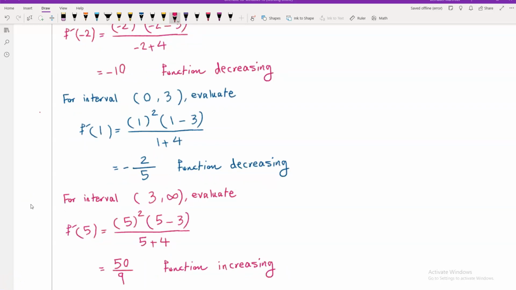For the open interval 3, infinity, evaluate f prime of 5. So 5 is greater than 3. Any number greater than 3, we can use to evaluate f prime. So in this case, I used 5. And this is equal to 5 squared times 5 minus 3 divided by 5 plus 4. And that is equal to a positive number. This means f is increasing.